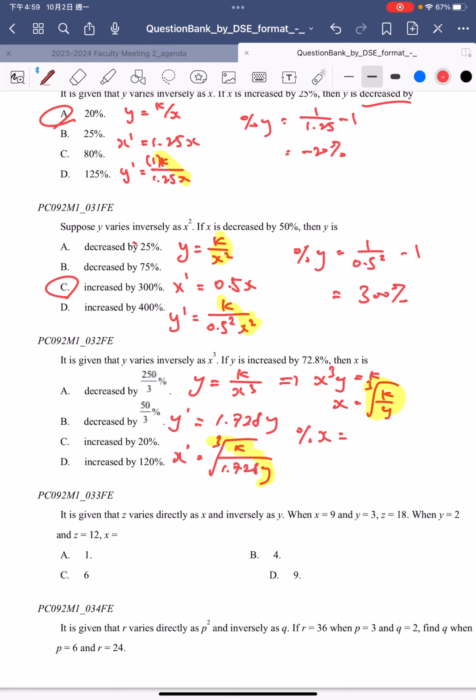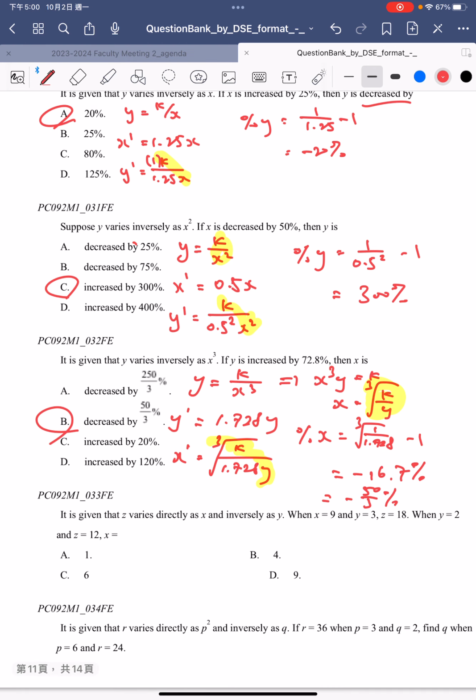The percentage change of x is equal to the cubic root of 1 over 1.728 minus 1. Then this one will give you negative 16.7%. But if you change it to a fraction, it's actually equal to negative 50 over 3%. Then the answer should be B.